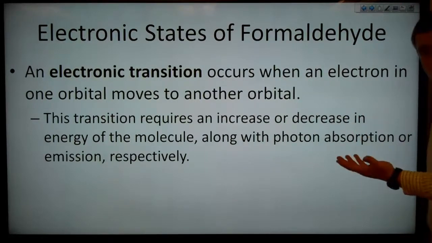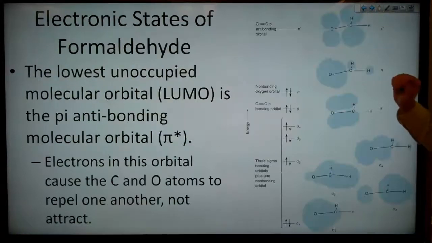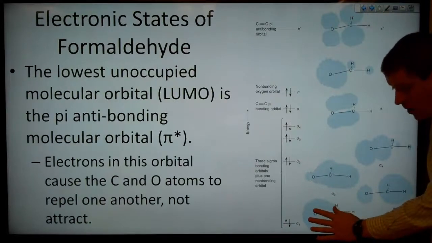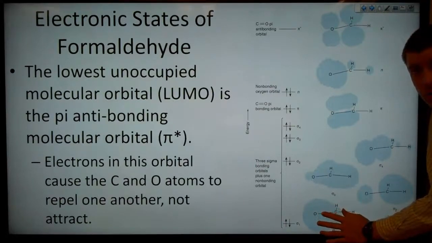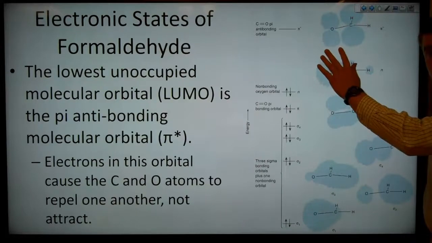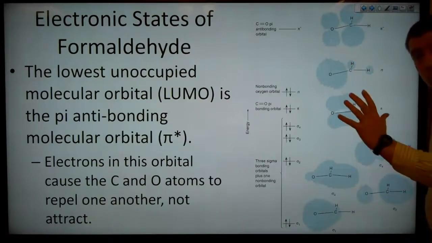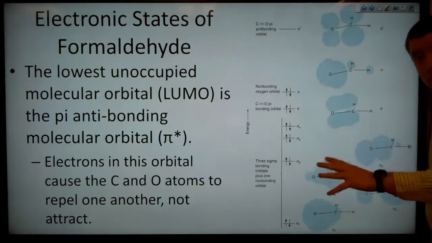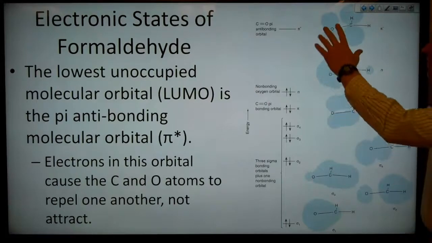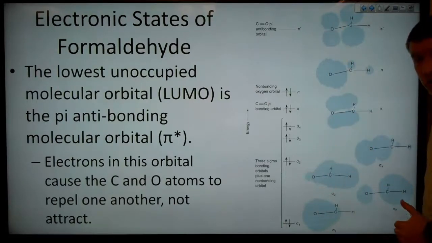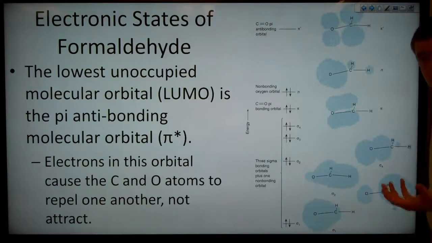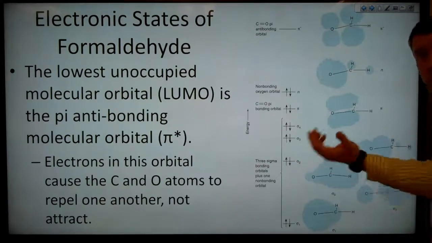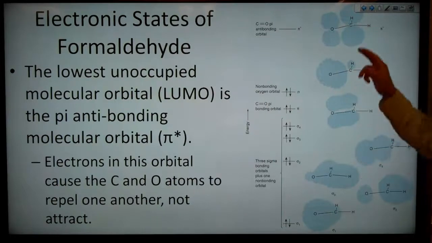So if you're moving an electron from a low energy molecular orbital to a higher energy molecular orbital, then you have to put in energy. So that molecule is absorbing a photon. If that electron then transitions back down to the hole that it left, it's losing energy, which means the molecule is losing energy. That energy has to go somewhere. It can be emitted in the form of light.